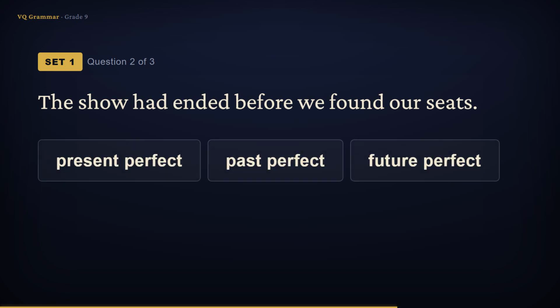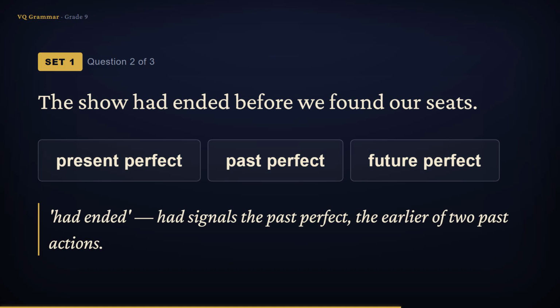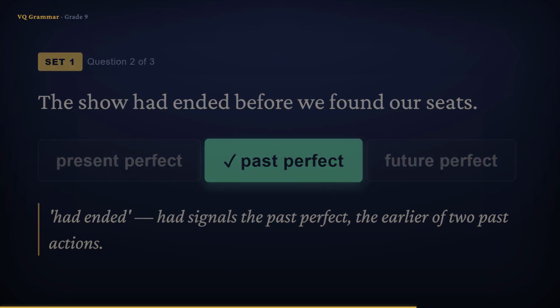The show had ended before we found our seats. Here, the verb is had ended. That had tells you the ending came first, before the later past action of finding our seats. 2 past events, and had marks the earlier one. So this is the past perfect.